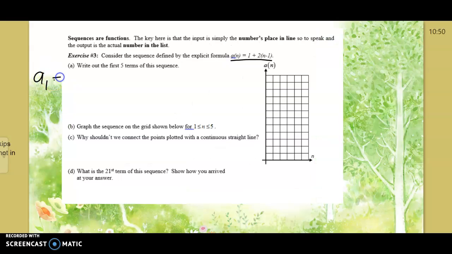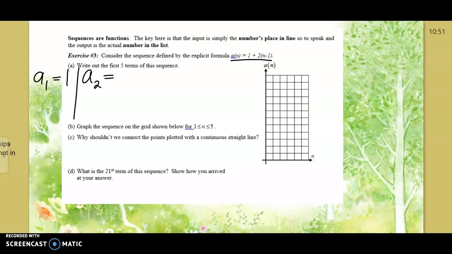Based on the sequence, what's our first term? The very first one, based on what they tell you. 1, right? That's that number right there. So the first number is 1. I'm now going to use that to find the other terms.